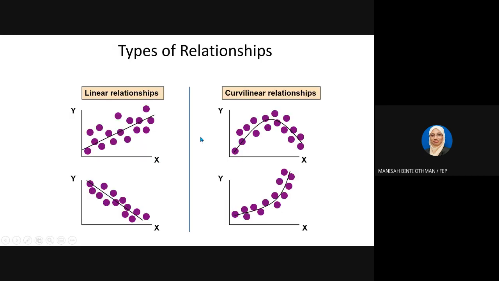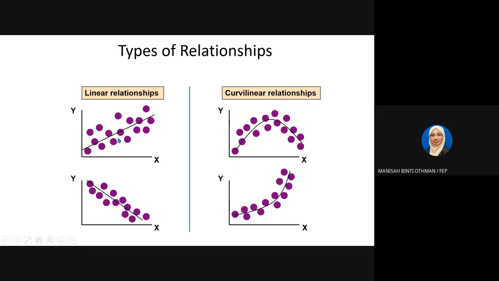To visualize, this is the scatter plot. When we plot the relationship, we want to see whether it's positive. This is a positive linear relationship. When we say linear, it is a straight line, positive or negative. This is a negative relationship. This is a curvilinear relationship, which we will not cover in this course. So focus on the linear relationship.